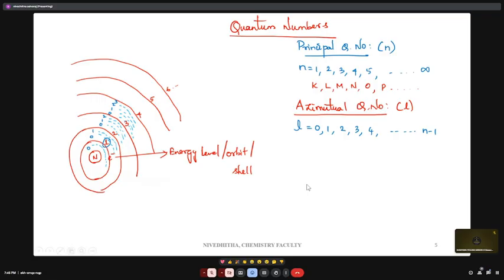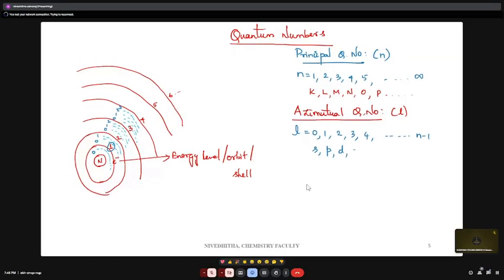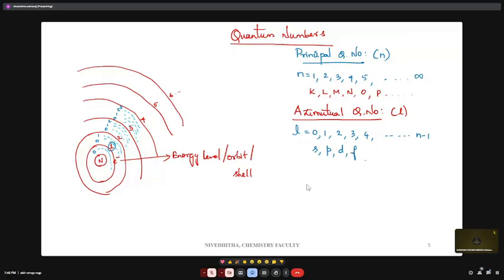As with the principal quantum number, we can use letters to represent these subshells: S, P, D, F. After F, what alphabet will we be using?